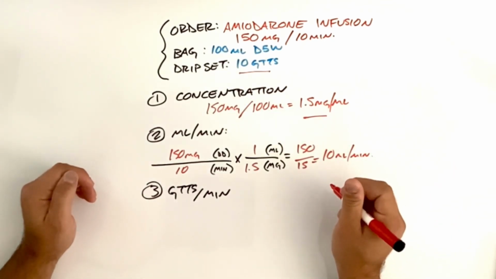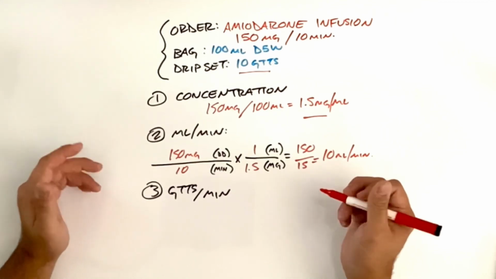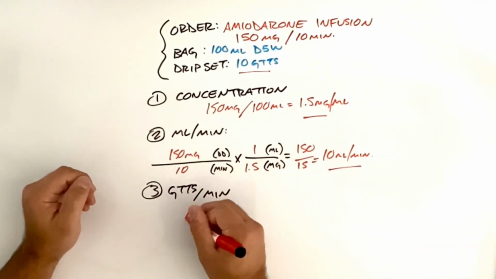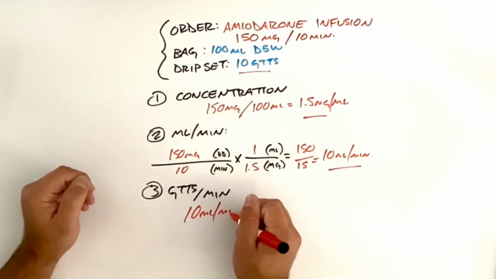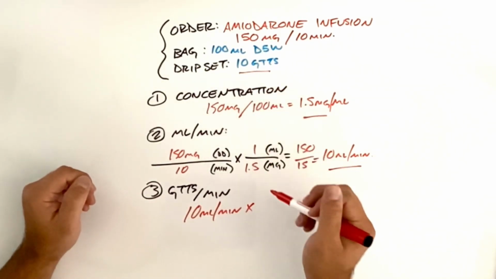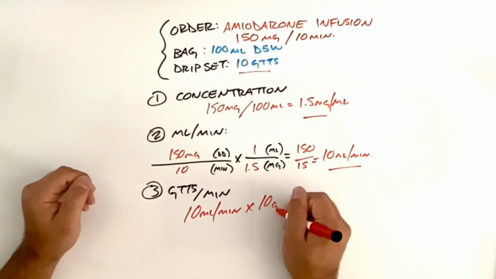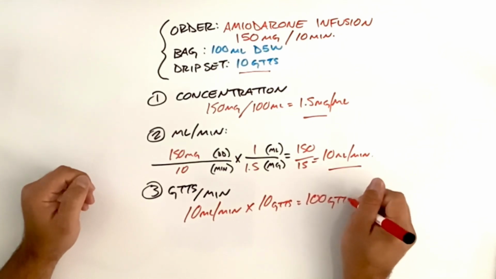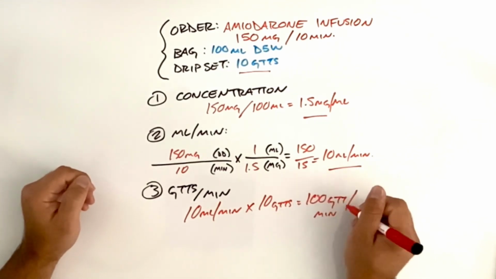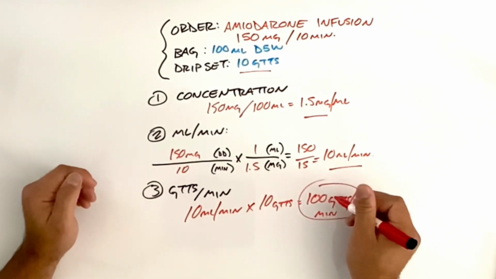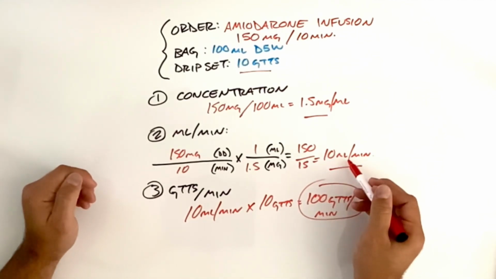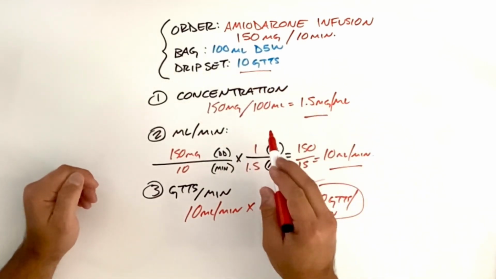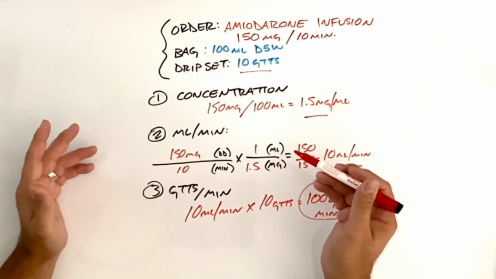Last step of this is we're going to get our drops per minute. So what are we setting our drip rate to? All we have to do is take our mLs per minute and multiply it by the drip set we're using, which is 10. And that's going to give us 100 drops per minute. Perfect. So 100 drops a minute is going to be 10 mLs per minute, delivering 1.5 milligrams per mL, and it's going to give that 150 milligrams over a 10-minute period.